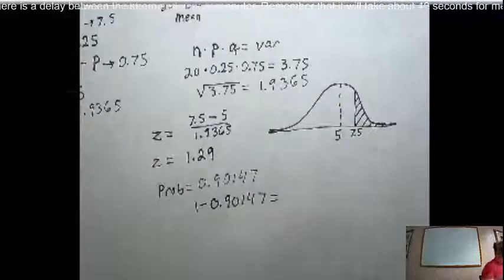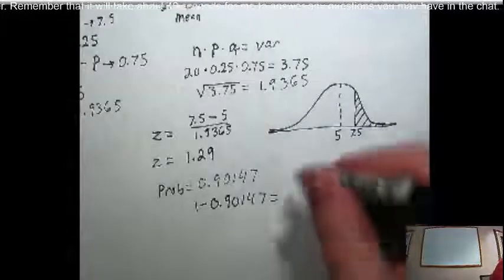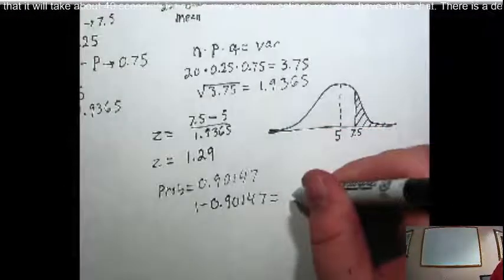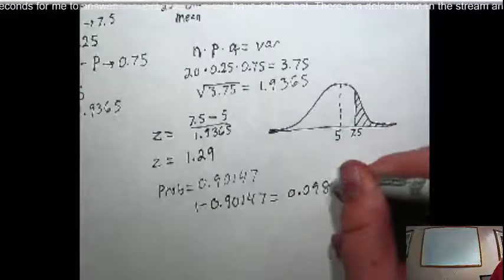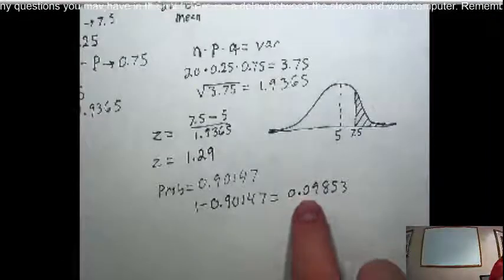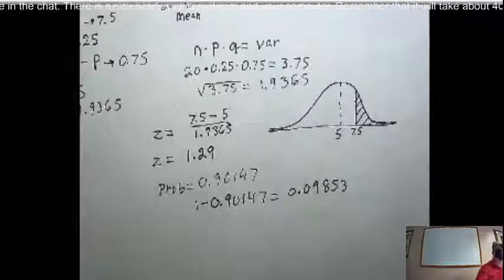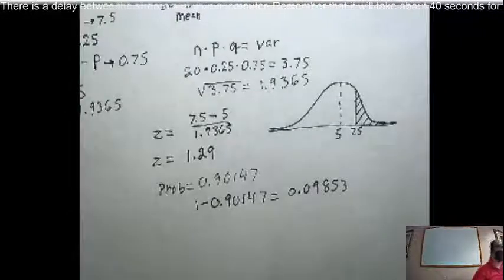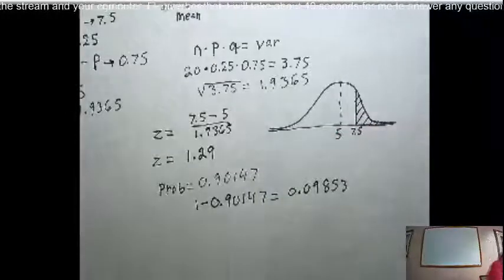Okay, so let's go ahead and subtract that from 1. So 1 minus 0.90147. And that gives us a new probability of 0.09853. And if we were to convert this into a percent, of course, move the decimal twice, that means that we have just under 10%, which is much smaller. And yeah, that looks like it fits pretty well. So there's our answer.